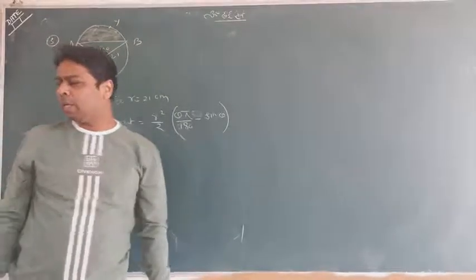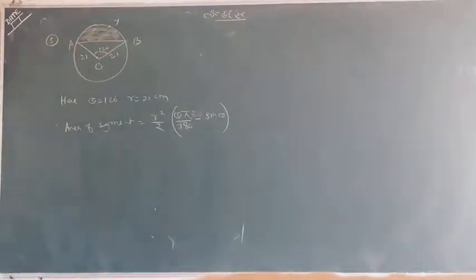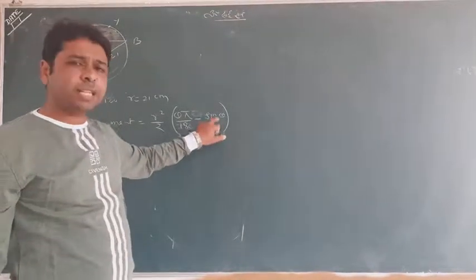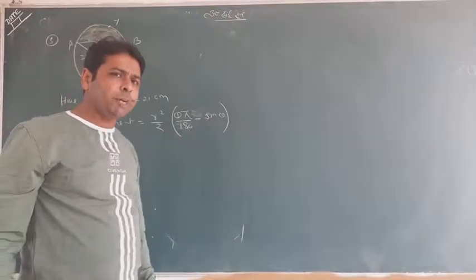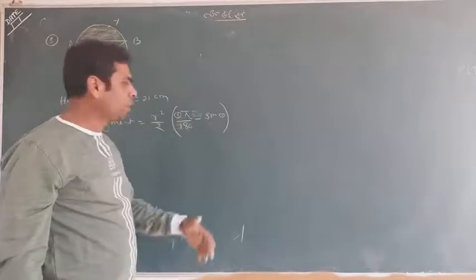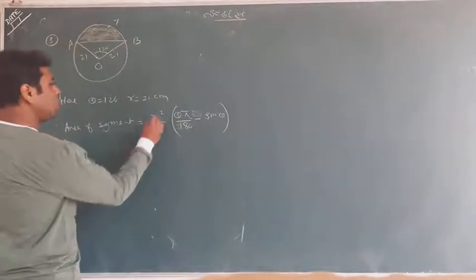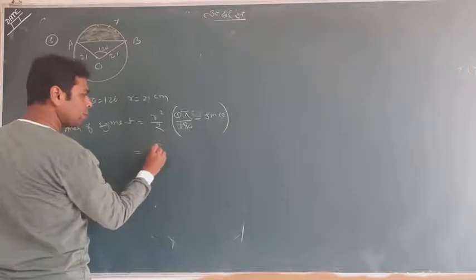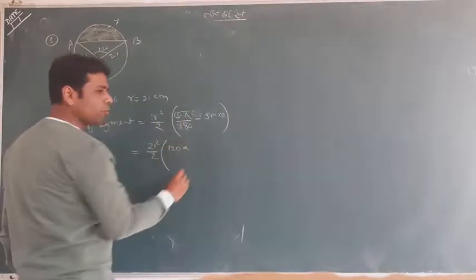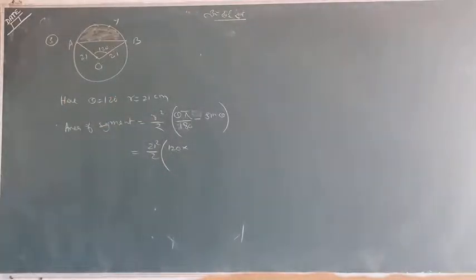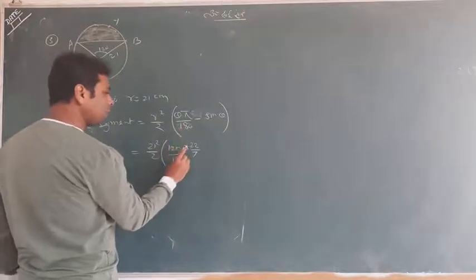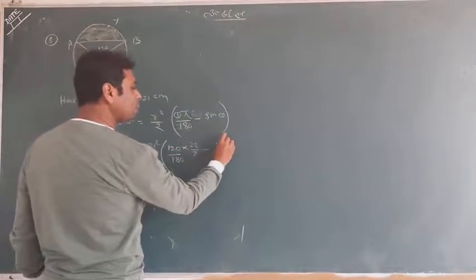One thing which may be a trouble to you is the value of sine 120. Still, even though we are using the formula, I will write all the things. Let me explain how we can do it. R squared meaning 21 squared. Theta meaning 120. Pi meaning 22 by 7, which is given. Upon 180. Minus sine theta, meaning sine 120.